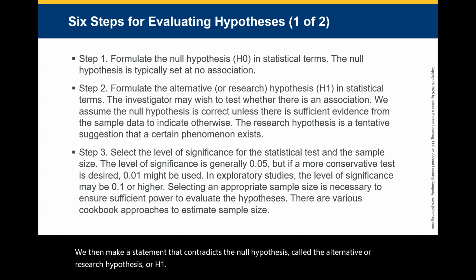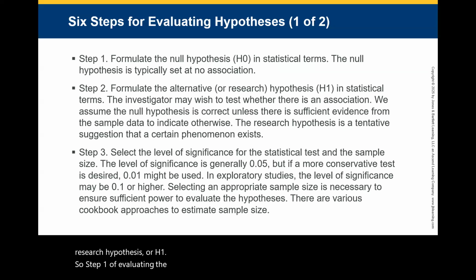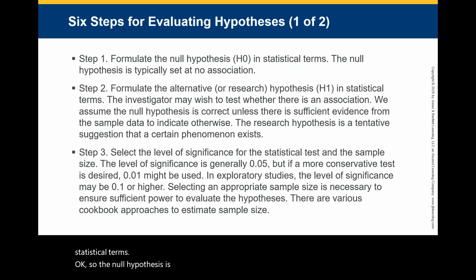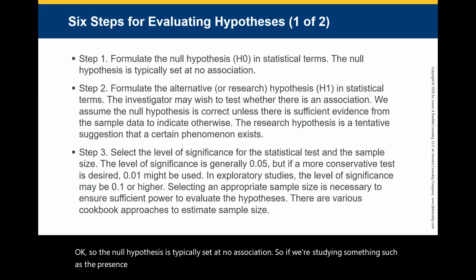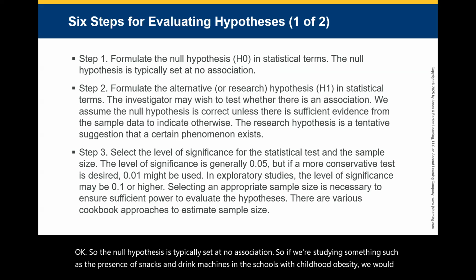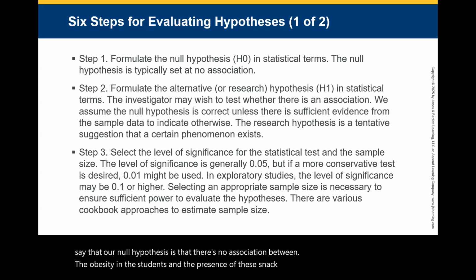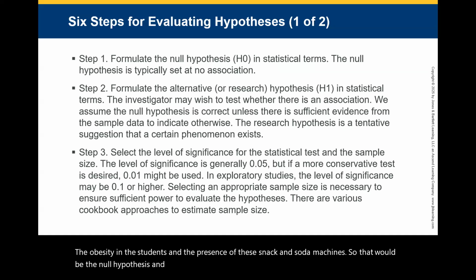So step one of evaluating the hypotheses, we're going to formulate the null hypothesis in statistical terms. The null hypothesis is typically set at no association. So if we're studying something such as the presence of snack and drink machines in the schools and childhood obesity, we would say that our null hypothesis is that there's no association between the obesity in the students and the presence of these snack and soda machines. So that would be the null hypothesis. And then we formulate the alternative hypothesis in statistical terms. So what are we wishing to test? What are we looking for an association between?